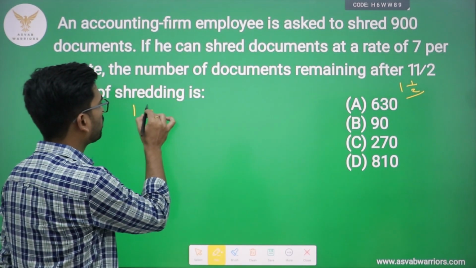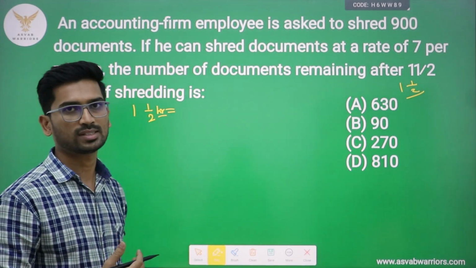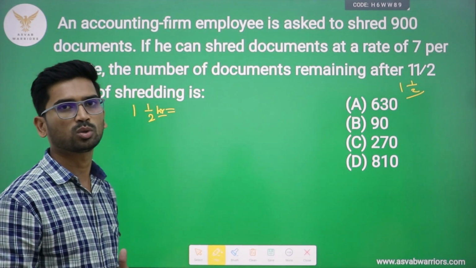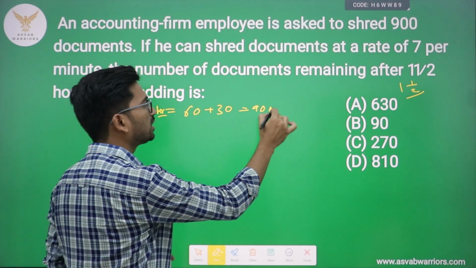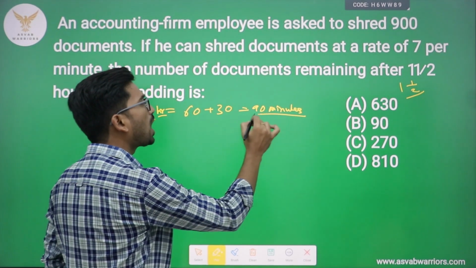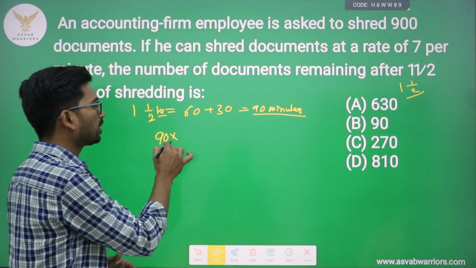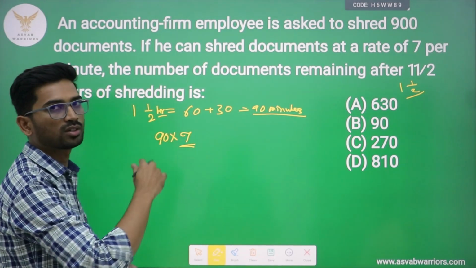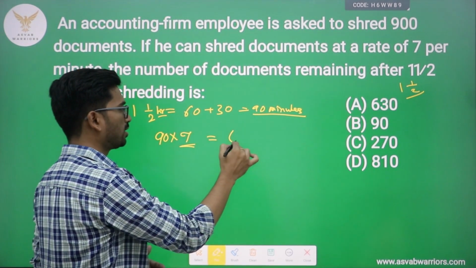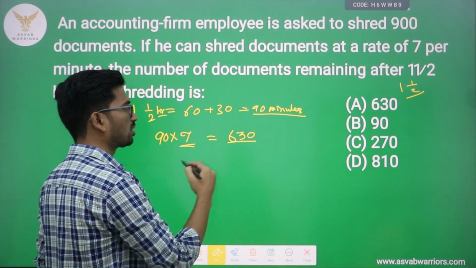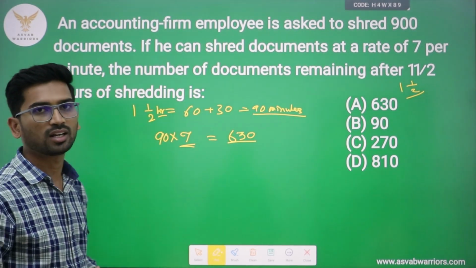So we will take 1.5 hours and convert it into minutes. We know that 1 hour is equivalent to 60 minutes and half an hour is equivalent to 30 minutes. So 60 plus 30 will be 90 minutes. So first we will calculate how many documents have been shredded after 90 minutes. How to do that? We will simply multiply 90 by 7, which is the rate at which the shredding is going on. So 90 into 7 will be 9 6s are 63 and this 0 as it is. So after 1.5 hours, 630 documents will be shredded out of 900 documents.